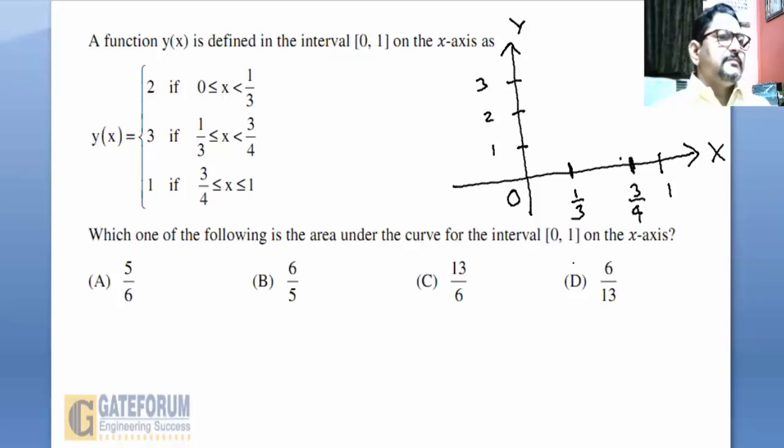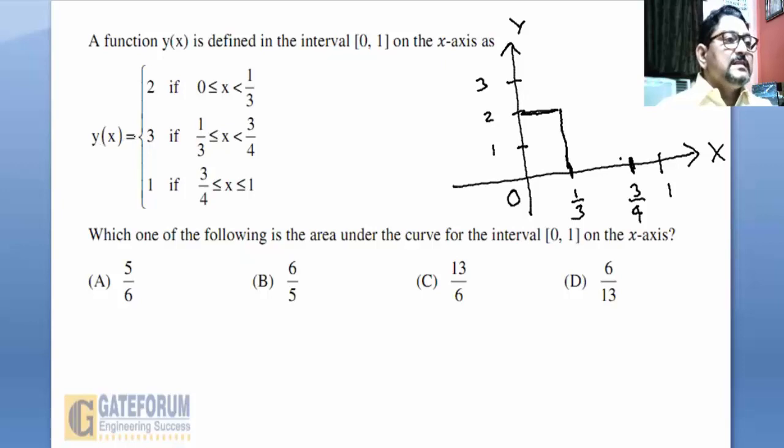So like this. We say that y(x) is 2 when x is greater than or equal to 0 but less than 1/3. So we can say that this is the portion. Now this line appears to be tentatively cutting at 1/3, but obviously since it's just less than 1/3, it's not exactly on 1/3. But showing that is very difficult in a manual diagram. So I hope you understand that.